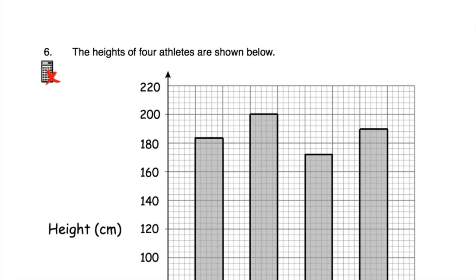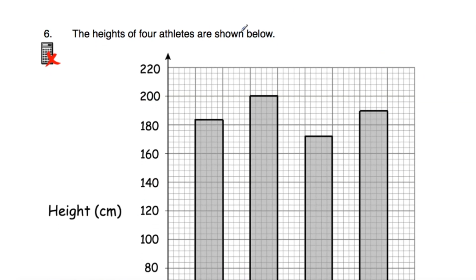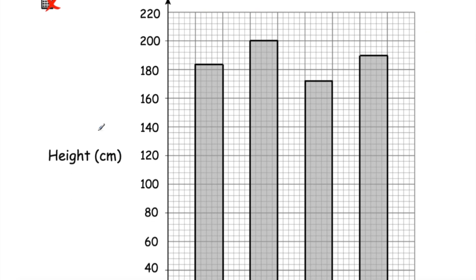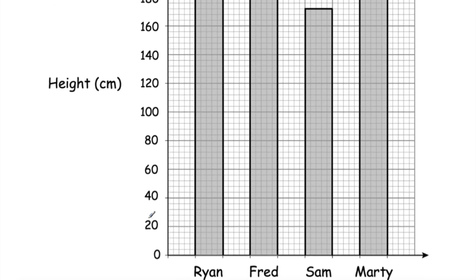Okay, so question number 6. Question number 6 says the height of 4 athletes are shown below. So we've got their heights going up vertically. That's in centimetres, so let's have a look at these heights. They're starting at 0, that's 20, 40, 60. So that means each one of the little squares, if we look at the scale here, there's 1, 2, 3, 4, 5, and that's 20.